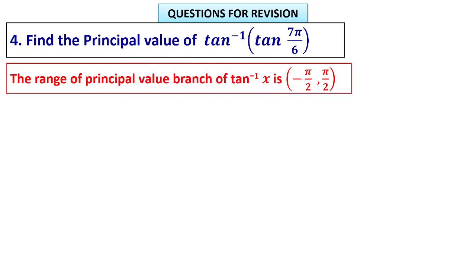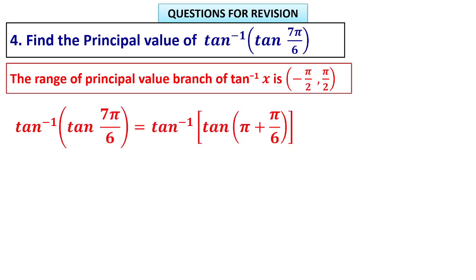We want the principal value of tan inverse of tan 7 pi by 6. But remember, don't directly jump to the conclusion that tan inverse of tan x is equal to x. We cannot use it because this 7 pi by 6 is not in the principal value branch. Therefore, the range of the principal value branch of tan inverse x is minus pi by 2 to pi by 2. But we have to restrict that 7 pi by 6. How to do it? 7 pi by 6 is pi plus pi by 6.